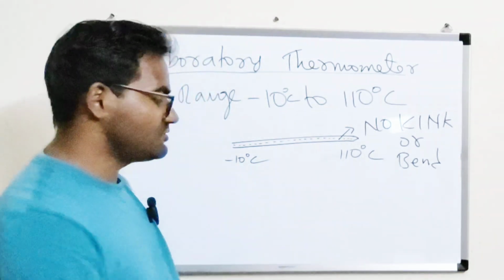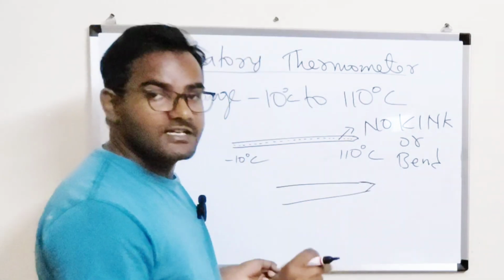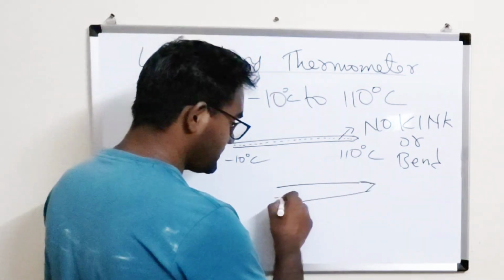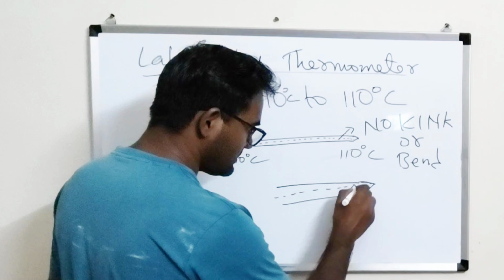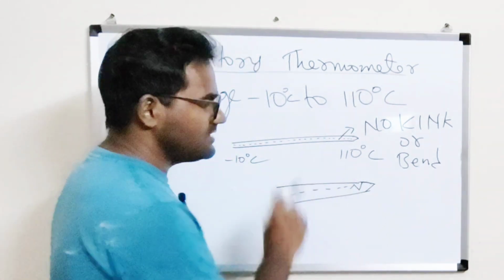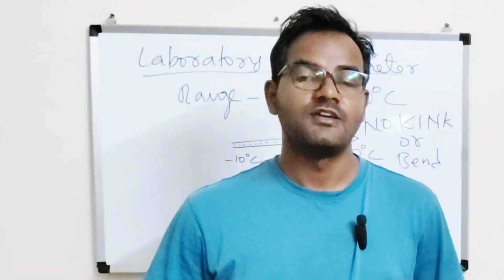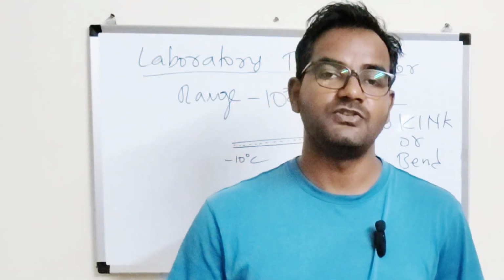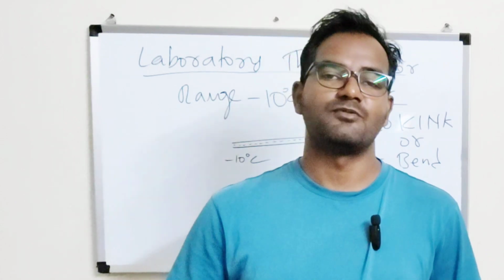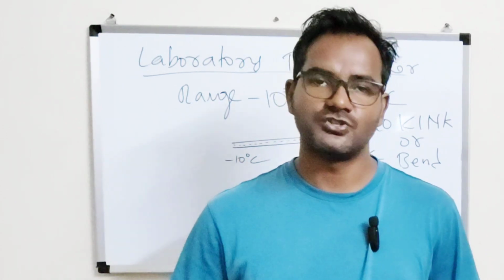It is straight. But when you have studied about the clinical thermometer, there was a mercury and there was a kink, like this band was there, right? So a kink was there. Now in laboratory thermometer, there is no kink. So what does it mean? It means that you can use the laboratory thermometer for measuring your body temperature. You can use it, no issue.